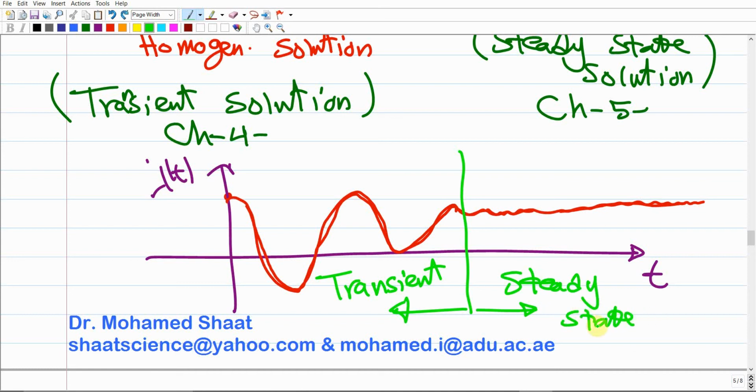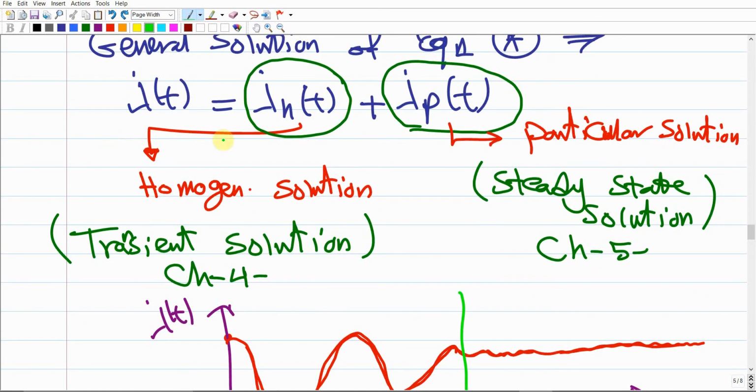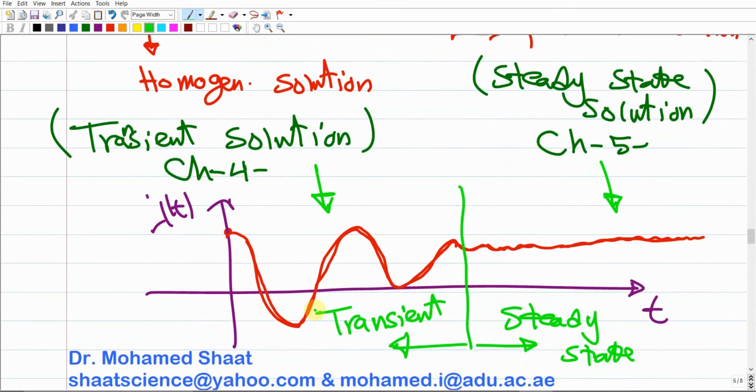This is the steady state behavior of the current. So that's why we are already splitting the total current into two parts: a homogeneous solution, or transient solution, in addition to the steady state solution. The steady state solution is related to this part, and the transient solution is related to this part. Make sense? And this is going to be very clear.